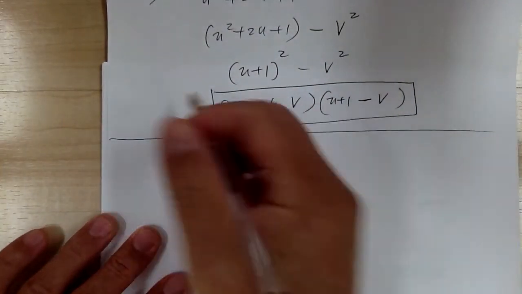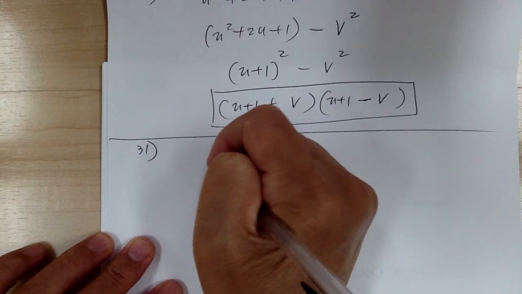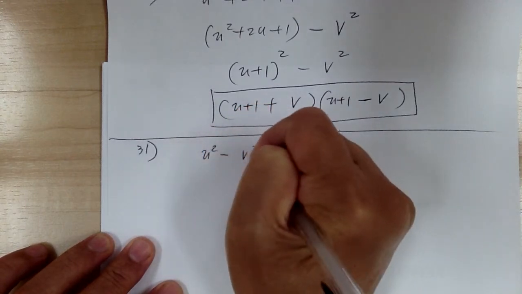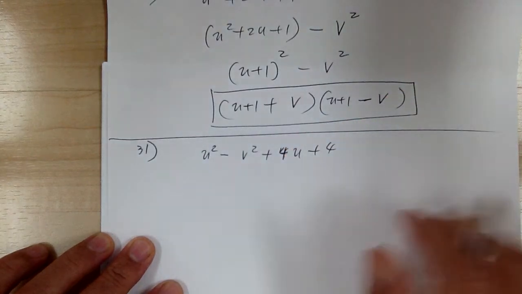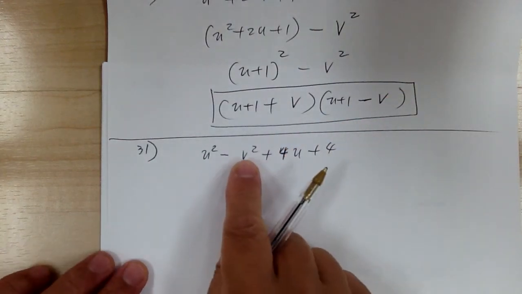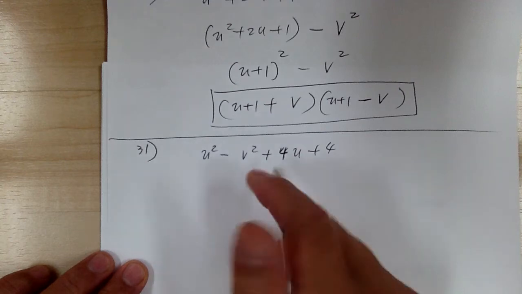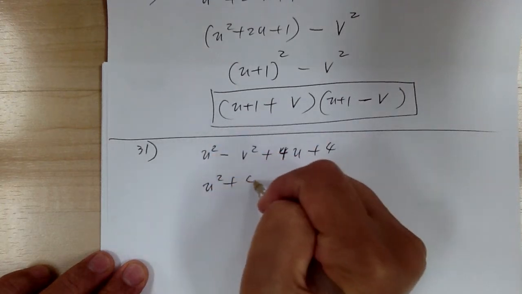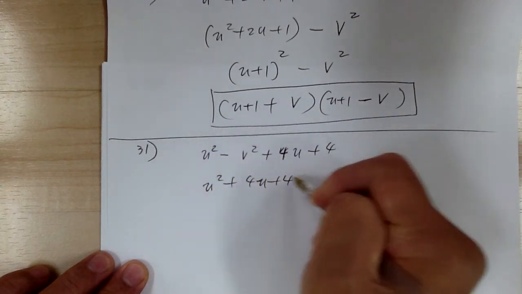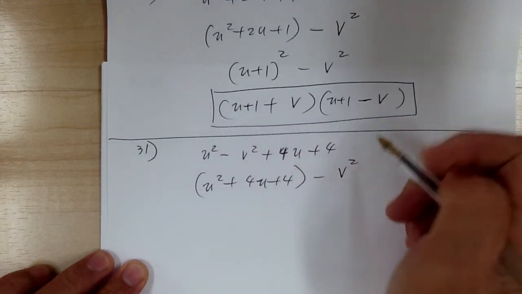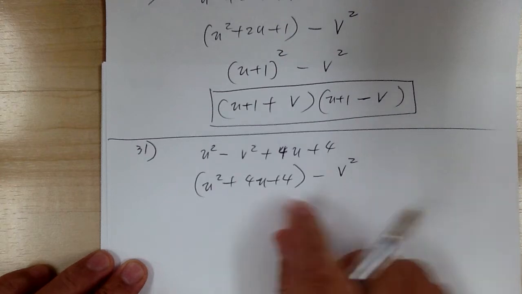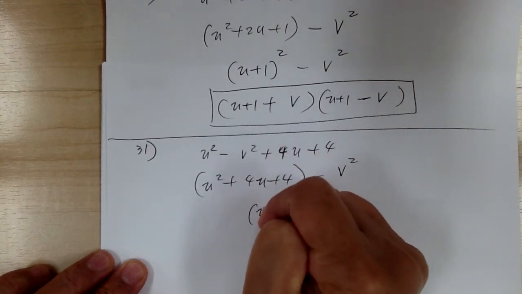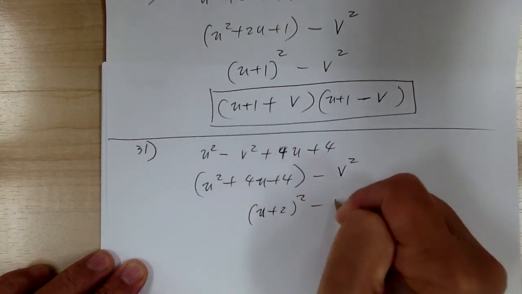Okay, I'm going to do it right over here because it's very similar to this one. So 31, you have u squared minus v squared plus 4u plus 4. You can notice a minus v squared over here, so you want to have the minus square in the back. So you want to group it this way. Again, you always want to group it so that you end up with the difference of squares. And so this one will give you u plus 2 squared.